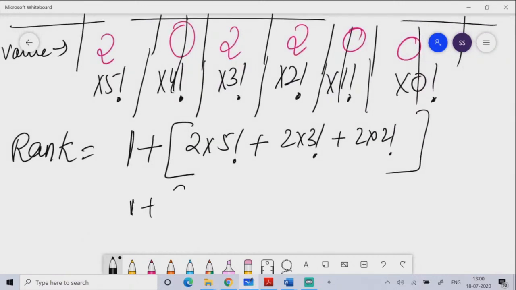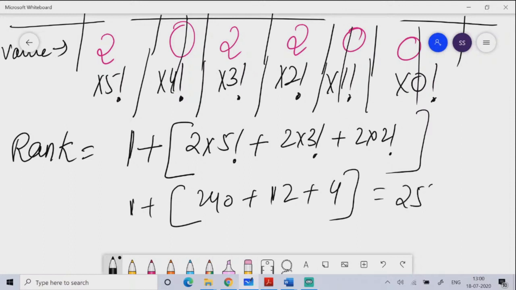So solve this: 1 plus, this is 2 into 120, which means 240. This is 6 into 2, 12. This is 2 into 2, 4. And so you'll get the answer 257.